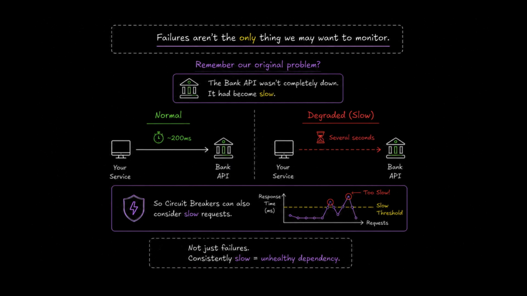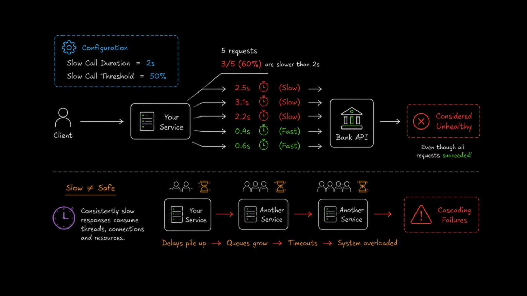Failures are not the only thing we may want to monitor. Remember our original problem? The bank API was not completely down. It had become slow. So circuit breakers can also consider slow requests. For example, we might configure slow call duration equal to 2 seconds, slow call threshold equal to 50%. If more than 50% of our calls are taking longer than 2 seconds, we can consider the dependency unhealthy even if those requests eventually succeed. This is important because a service does not have to return errors to cause cascading failures. A consistently slow service can exhaust resources as well.